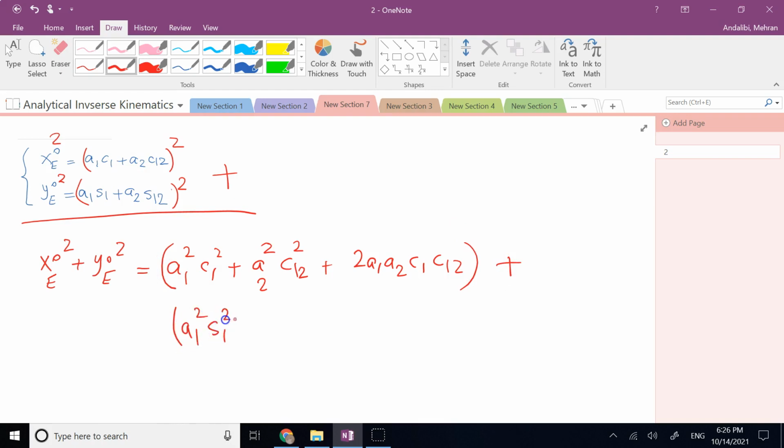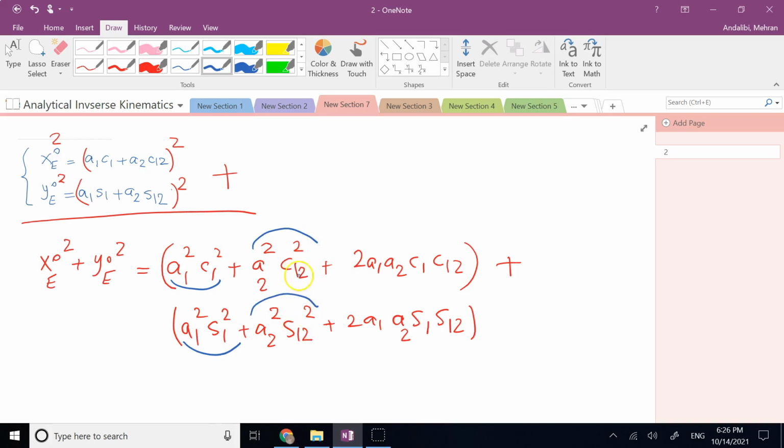a1 squared s1 squared plus a2 squared s12 squared, and then plus 2a1 a2 s1 s12. And now when you add them, the sum of these two terms, since they have the common term a1 squared, is going to be s1 squared plus c1 squared, which is 1, right? So the summation of these two will just give me a1 squared. The summation of these two terms, because again that's c12 squared and s12 squared, and they both share a2 squared, will give me a2 squared.